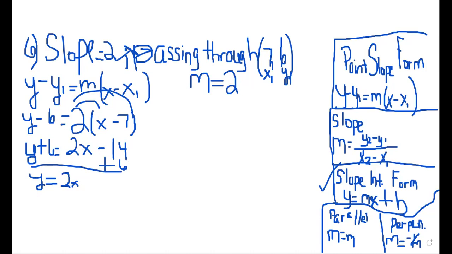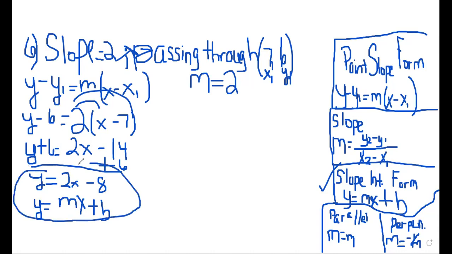Excuse me, I'm sorry, technical issues. 2x minus 8. And that is y equals mx plus b, the slope-intercept form. We can tell from the model that it matches up. So that is my final answer: y equals 2x minus 8.